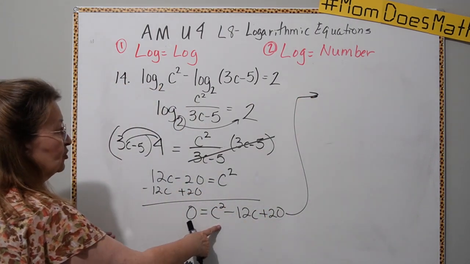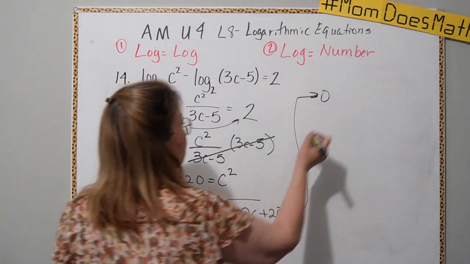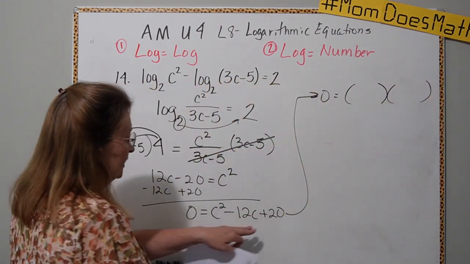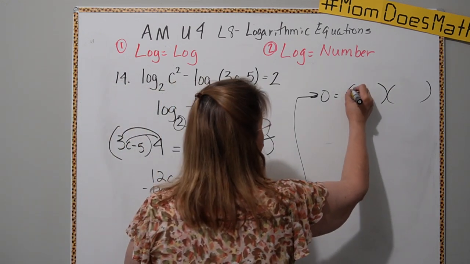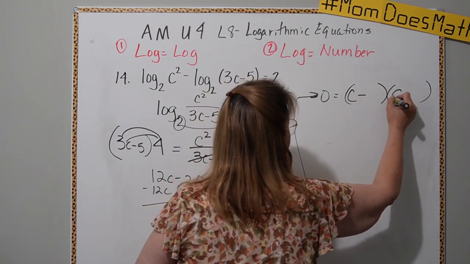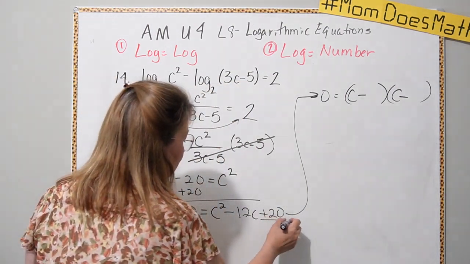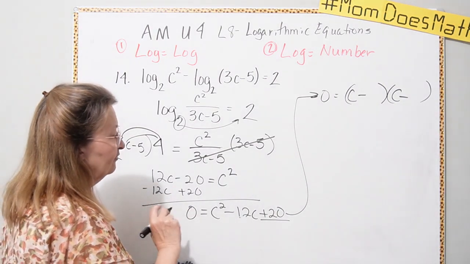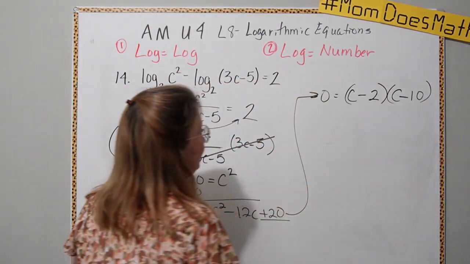Okay, this is a trinomial. It does not have a coefficient in front of the first term, so it's going to be a simple unfoiling problem. Since this is a plus sign, my signs are the same and they're going to be whatever this is. So I'm going to have c minus, c minus. Now for that other number, I need a pair of numbers that will multiply to give me positive 20, but add up to give me negative 12. And that is going to be 2 and 10.